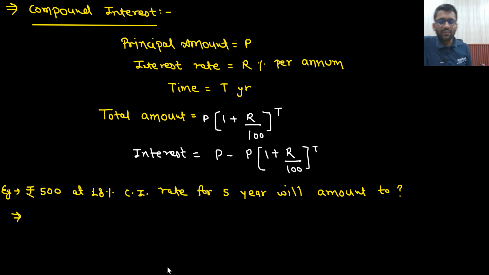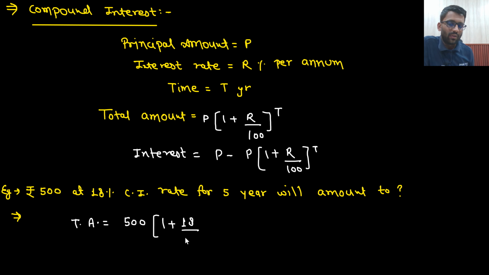Okay, so now what are they asking? Rupees 500 at 18% compound interest rate for 5 years will amount to. What will be that money? What would the total amount be? 500 into 1 plus, I hope you are not mugging up the formula, you are understanding the meaning as well, because we are engineers. At this age we are not going to mug up formulas of 7th, 8th class, right? We are preparing for GATE. At least this much we know, right? So 500, every year 18% more. So 500 into 1 plus 18 by 100, into 1 plus 18 by 100, into 1 plus 18 by 100, into 1 plus 18 by 100, for 5 times.